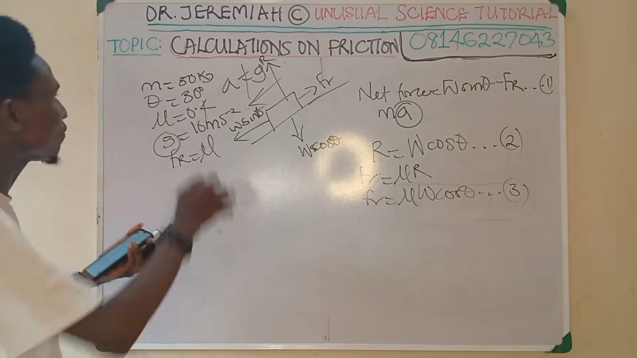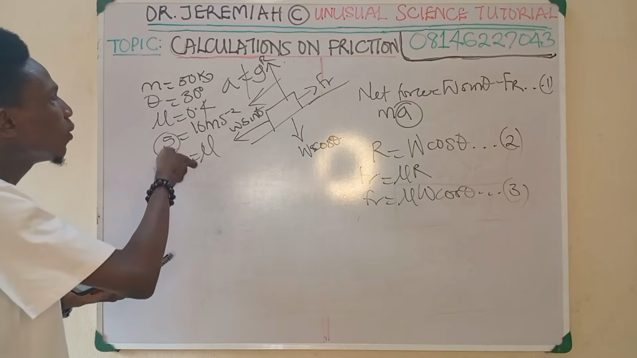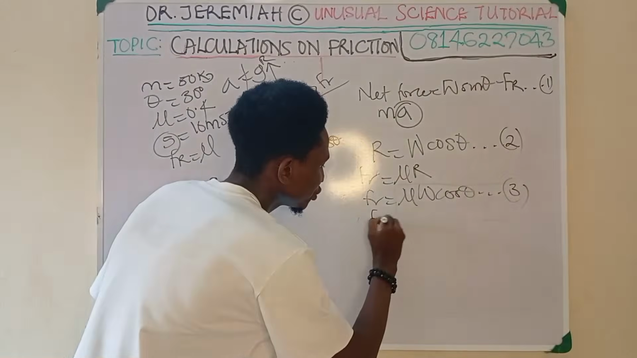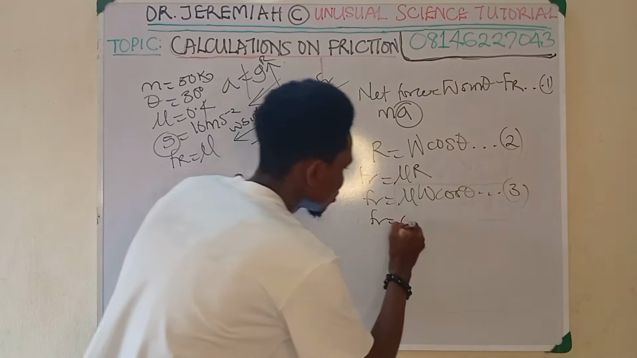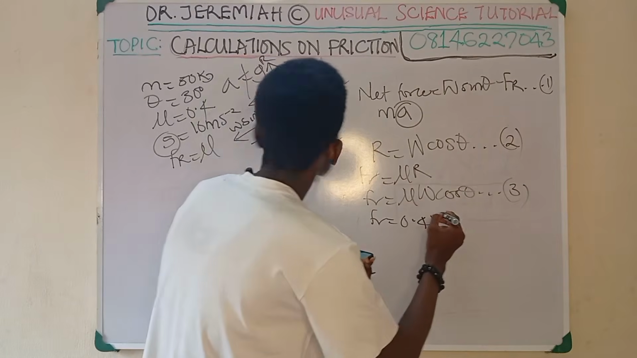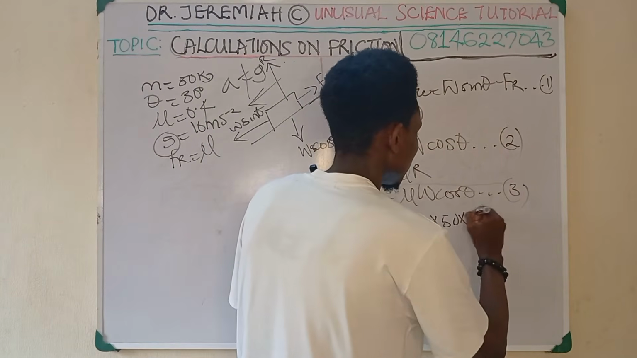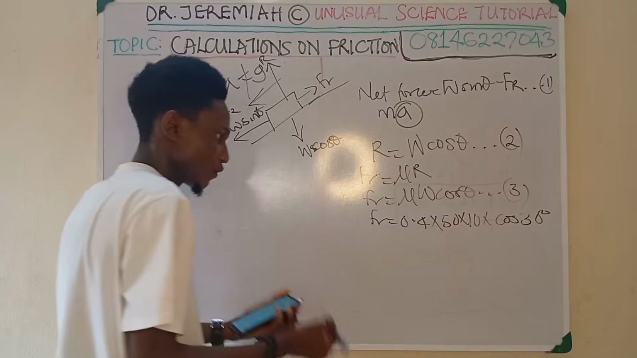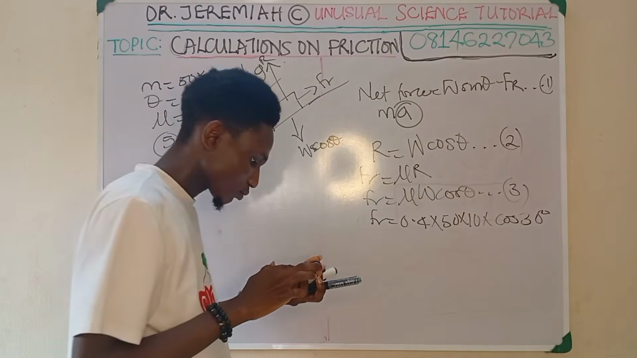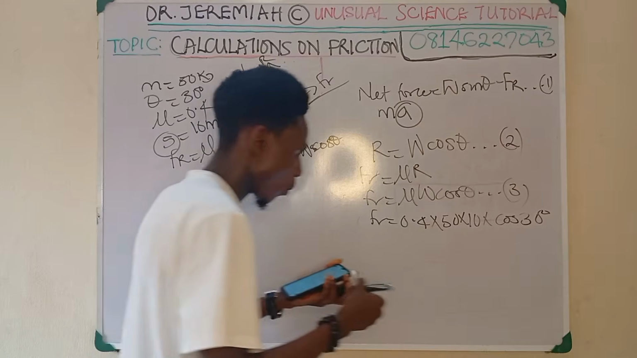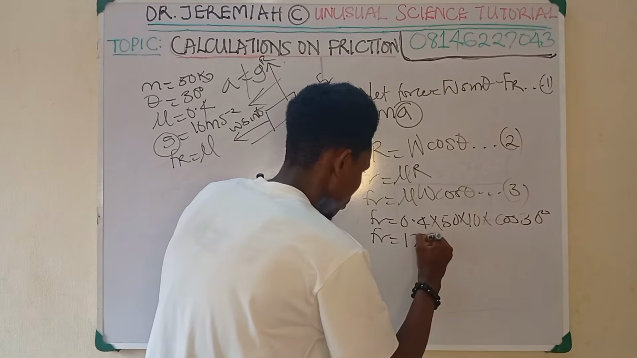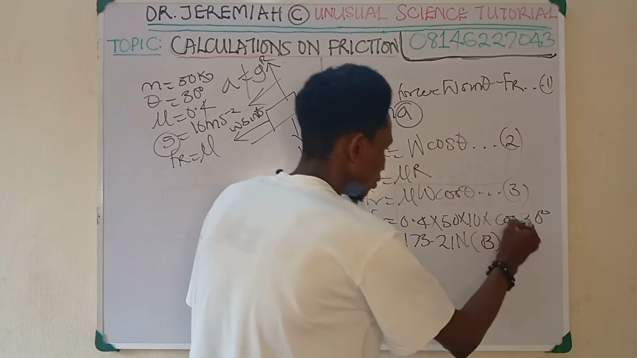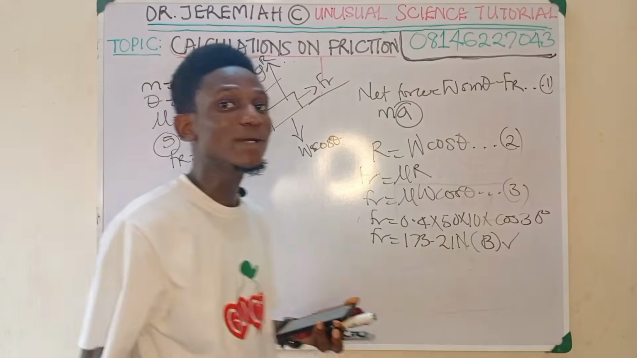So from here, what can we do now? We are asked to look for the frictional force, and we have mass, angle, mu, so we're going to be using this formula. Simply, don't waste your time with examples. Frictional force equals 0.4 times, what's the mass there? 50 times 10 times cos 30 degrees. So punch it on your calculator. Let's quickly do that. We're going to get 173.21 Newton. That's option B. So you see the way it's simple to solve this question.